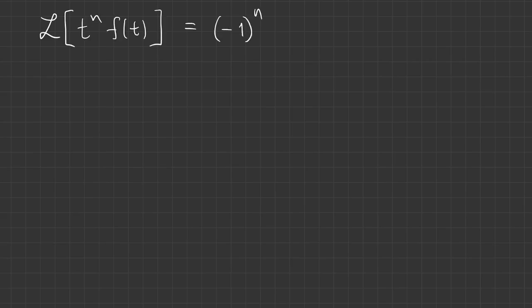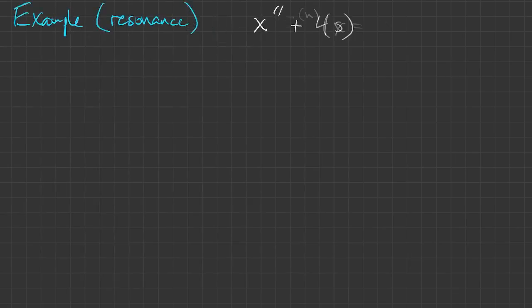Here's one last new formula from the Laplace transform. The transform of t to the n times any function f of t is negative 1 to the n times the nth derivative of capital F. Here's how we use that.